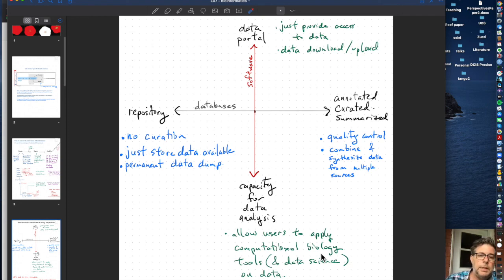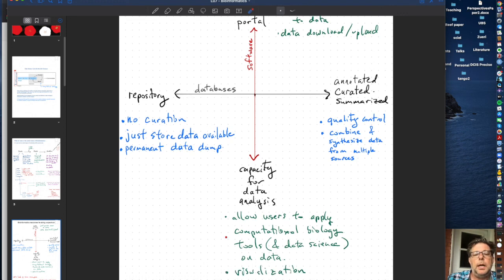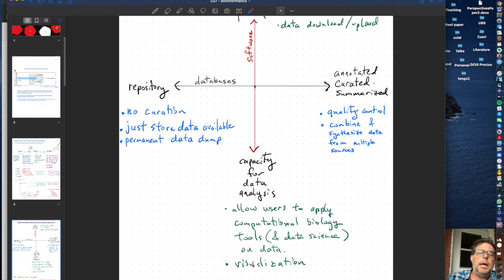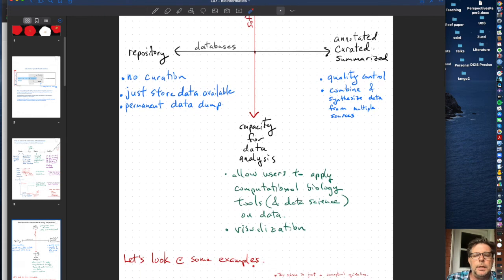And that's very nice when they exist. There's not too many of those around. And they might allow for things like visualization as you look at your data. We'll see some examples that make this a little bit more concrete, but I think maybe try to keep that axis in mind. Let's look at some examples.